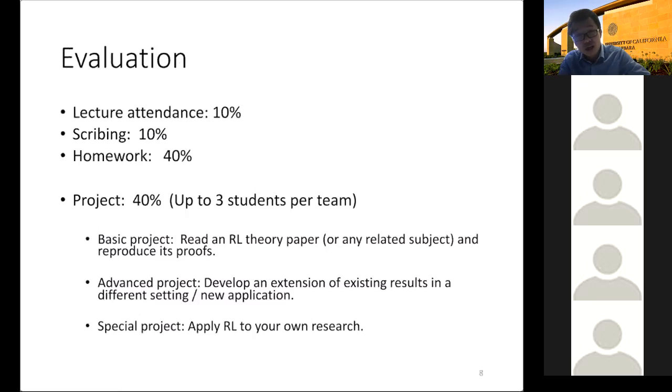The projects are group projects. You can also do individual projects, but you can have 3 people working together. And to make it very flexible for you, you can choose any of these: basic level, advanced level, or something that's related to your own research. The basic level would really be to apply the knowledge that you learn in this class and start reading a scientific paper in the area of theoretical reinforcement learning, and try to replicate their proofs. So 1 paper is sufficient for 1 quarter.